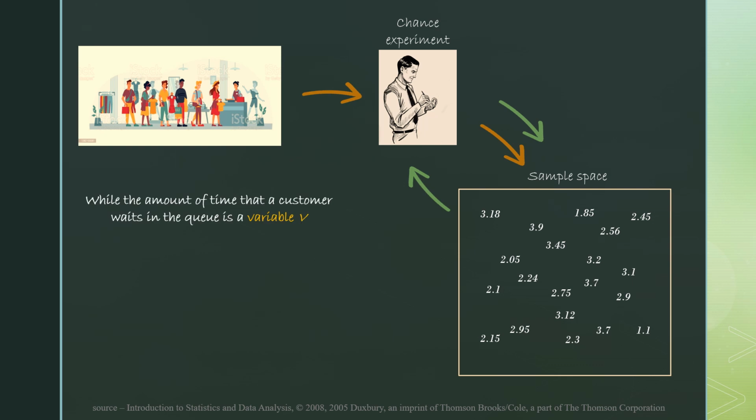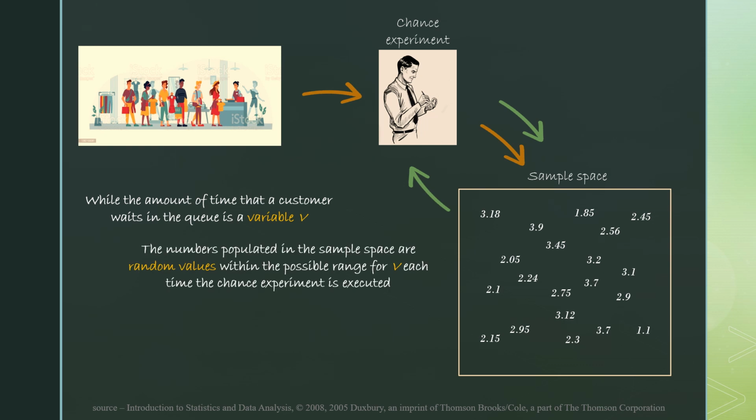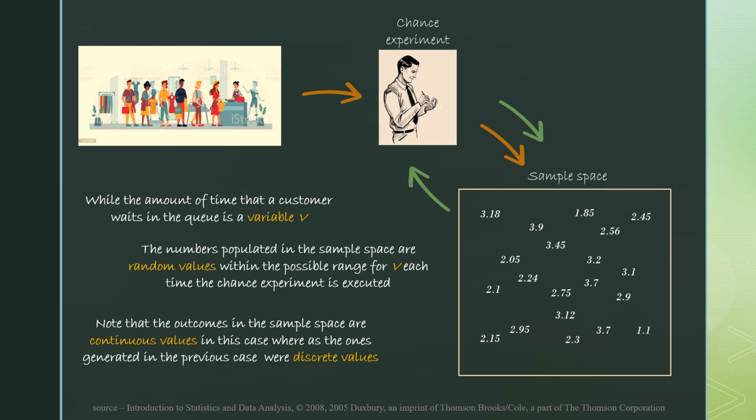While the amount of time that a customer waits in the queue is a variable V, the numbers populated in the sample space are random values within the possible range for V each time the chance experiment is executed. Note that the outcomes in the sample space are continuous values in this case, whereas the ones generated in the previous case were discrete values.